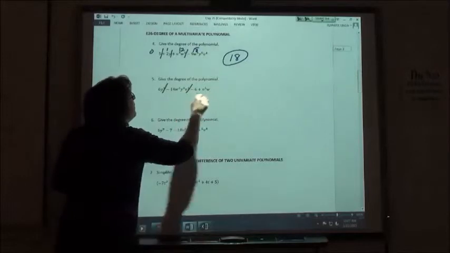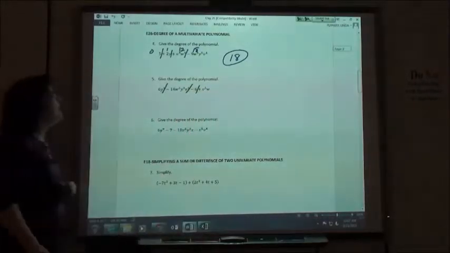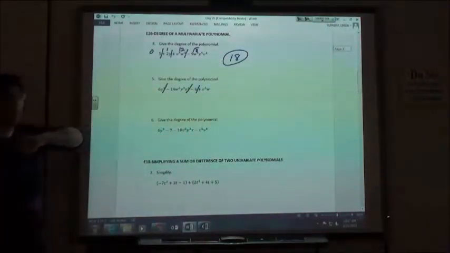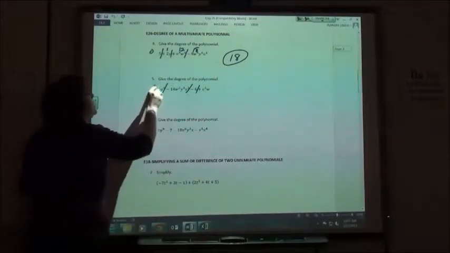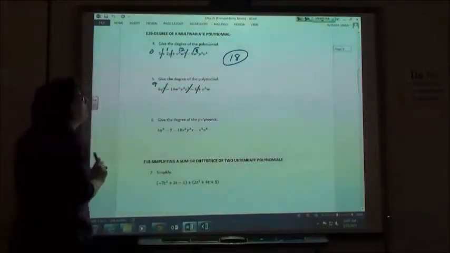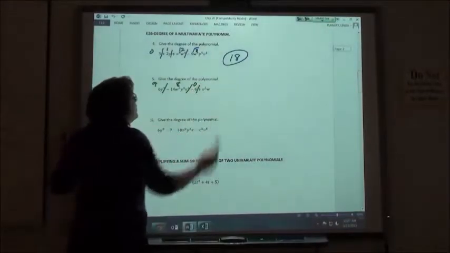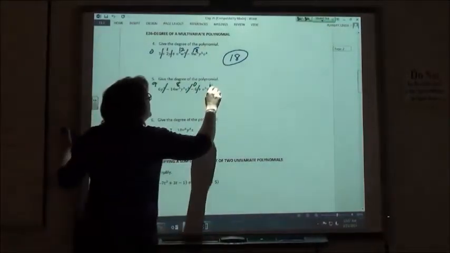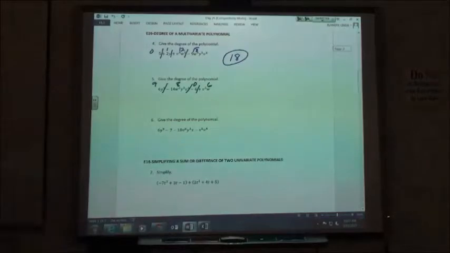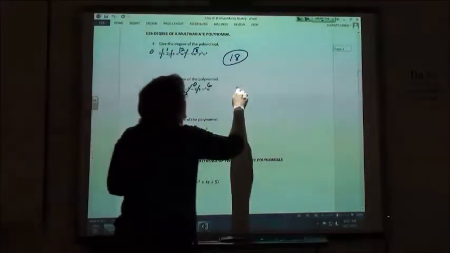And so on number 5, if I separate those by each of the terms, the degree of the first term is 9. The second one would be 8. The third one, 0. And the fourth one, 6. And so the degree of that polynomial is going to be 9 because 9 was the highest one we had.